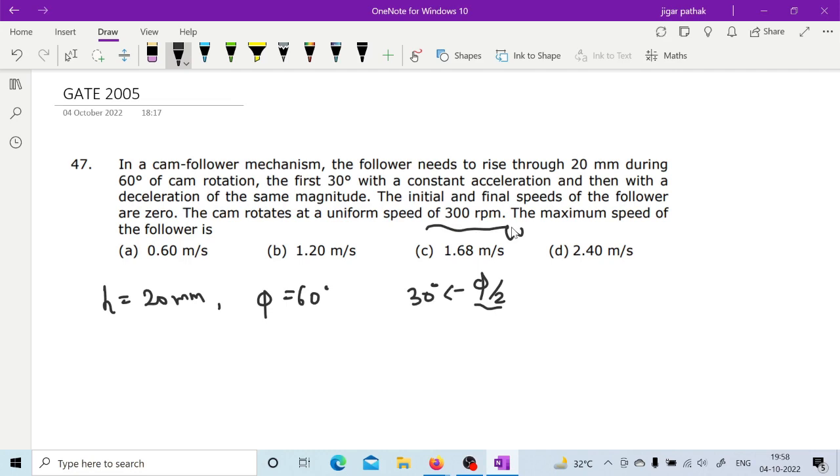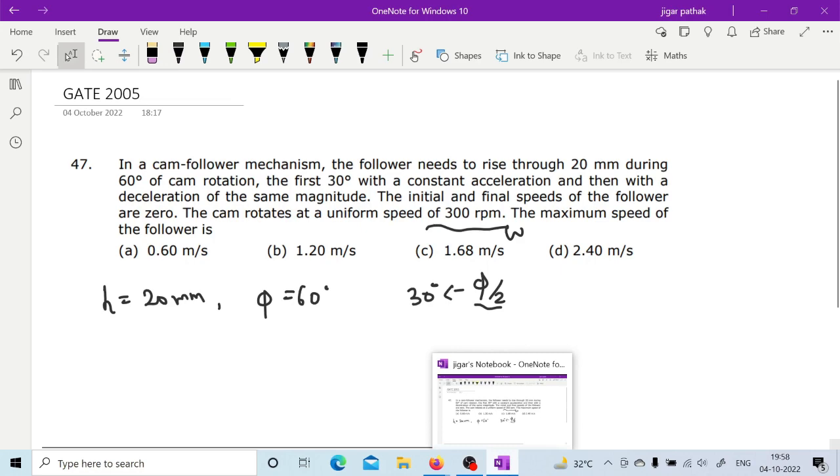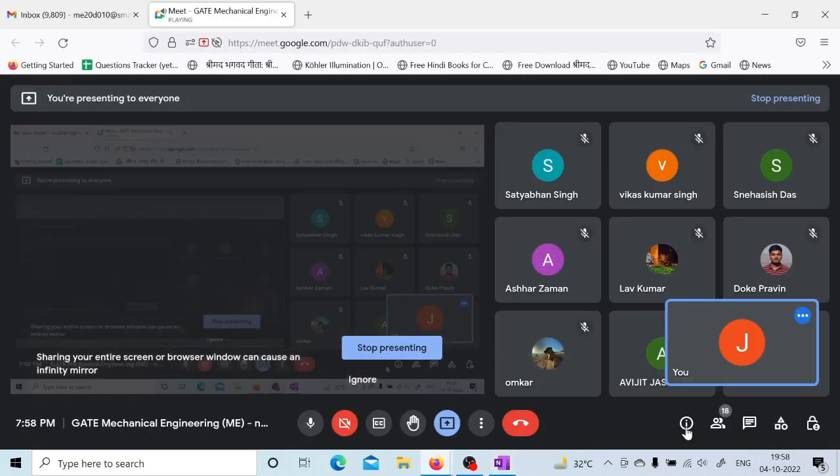Sir, option B would be the answer, sir. Okay, so all of you have got the answer, the maximum speed of follower that you need to calculate. Please calculate, everyone, and tell me what answers you are getting. One of you is getting answer B. So please all of you calculate and let me know what is your answer. Type in the chat box your answers.